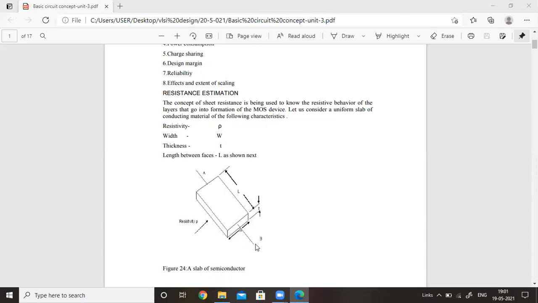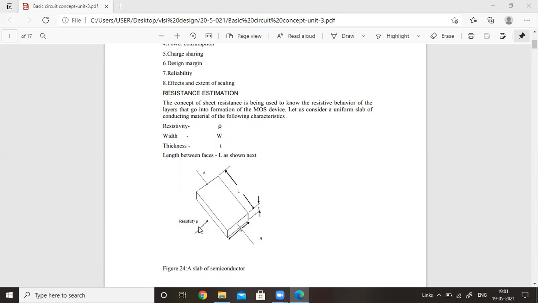These are the two faces A and B, and the resistivity of the conducting slab we can call rho. Now, how do we calculate the resistance for a semiconductor material? We are going to add impurities. When you add impurities, the conductivity increases, which means the resistivity decreases. So depending upon the impurity materials, we have the resistance value.